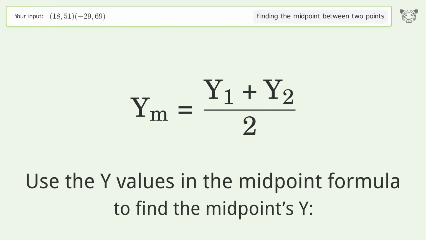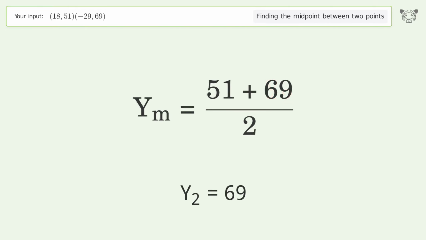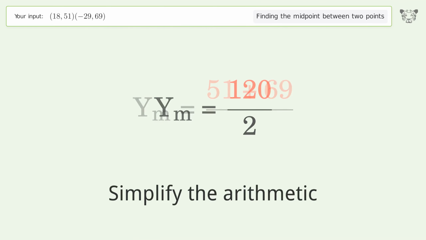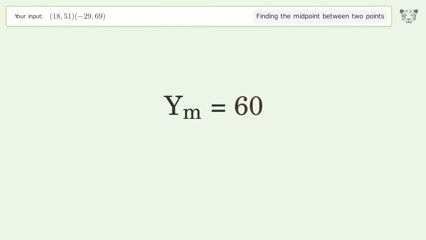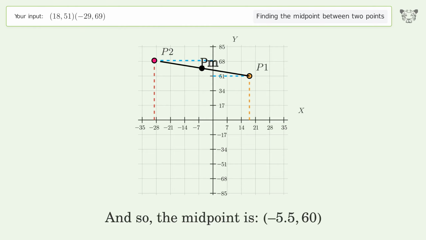Use the y values in the midpoint formula to find the midpoints y. y1 equals 51. y2 equals 69. Simplify the arithmetic. And so, the midpoint is -5.560.